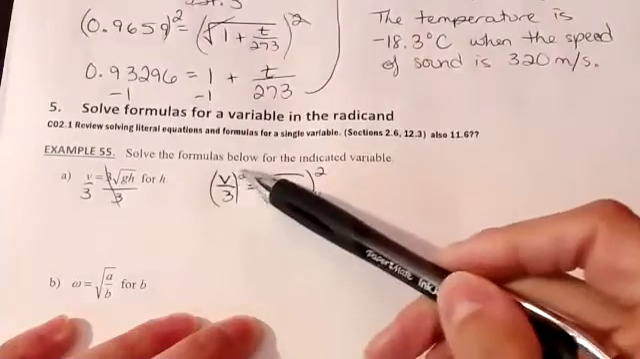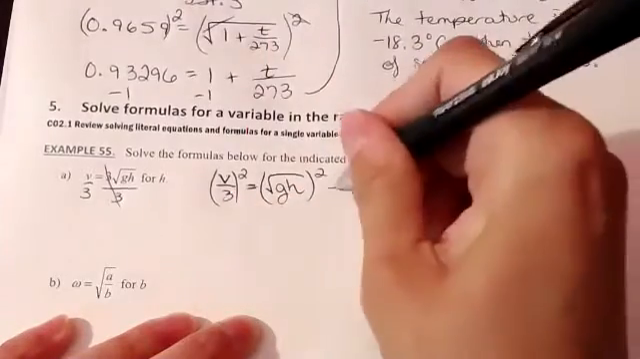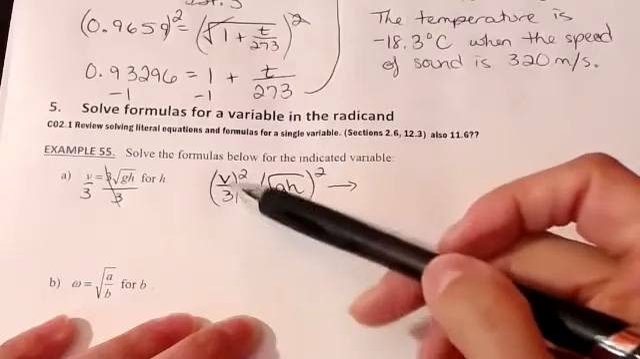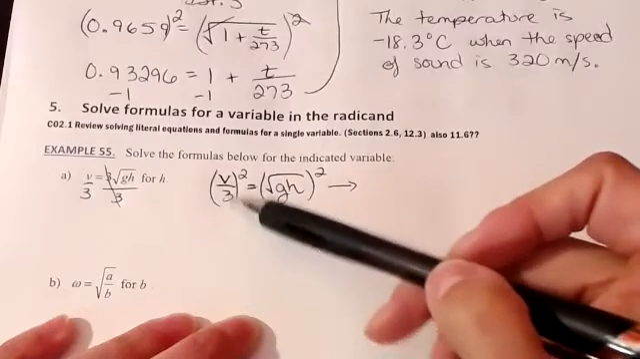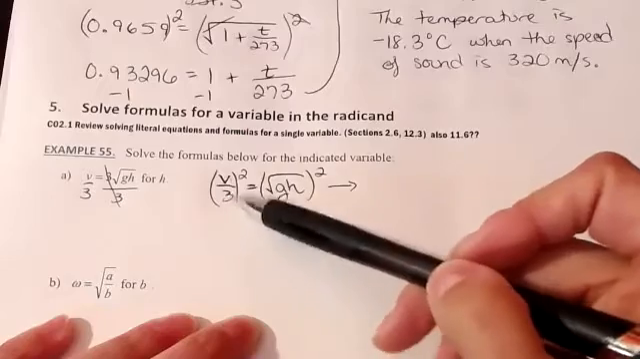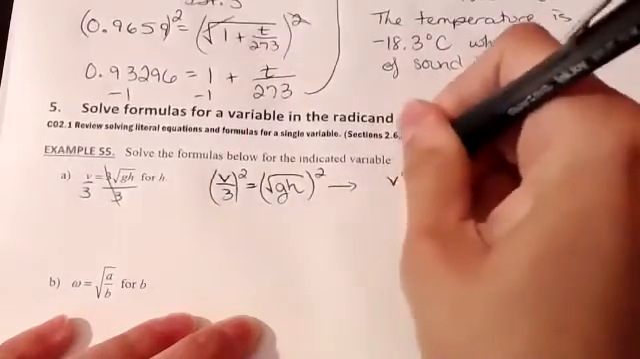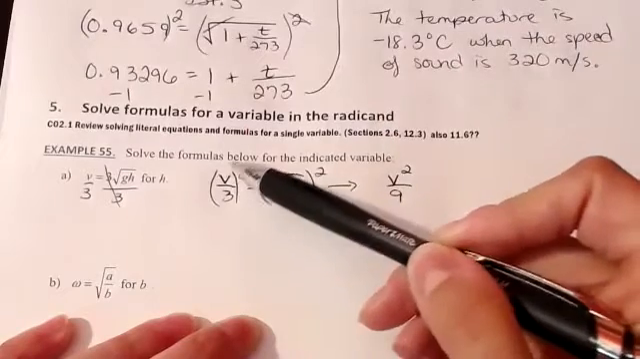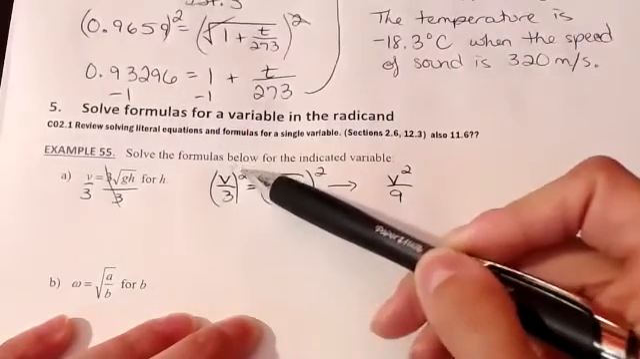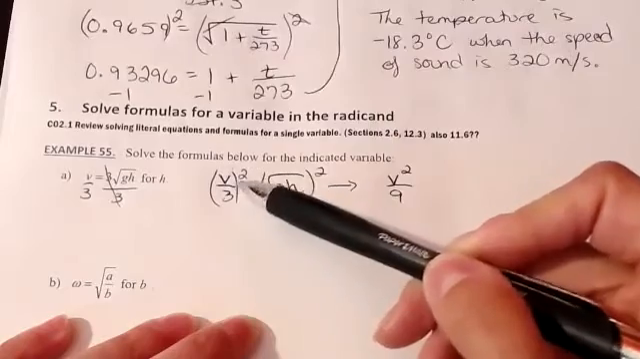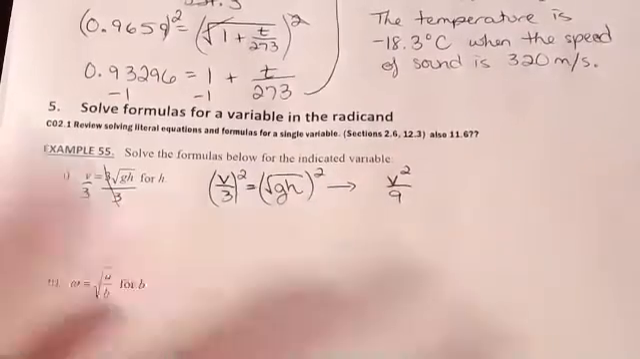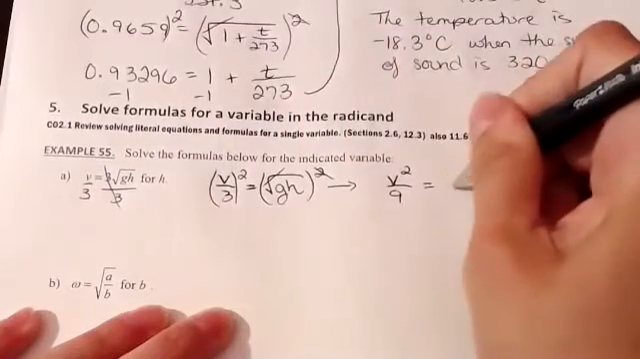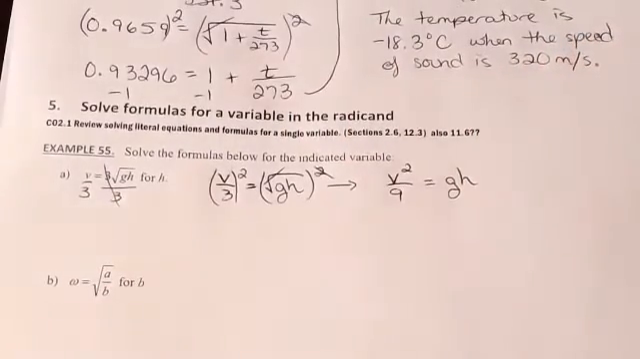What do you get when you square v over 3? Square each of these. What does it give you? V squared over 9. Yeah, score. V squared over 9. That's the power rule, right? Their powers are 1. So it's v to the 1 times 2, that's 2. 3 to the 1 times 2, that's 2. And then you just do the math, v squared over 9. Good. The square root and the square cancel each other out, which is super cool. So we have v squared over 9 is equal to g times h.